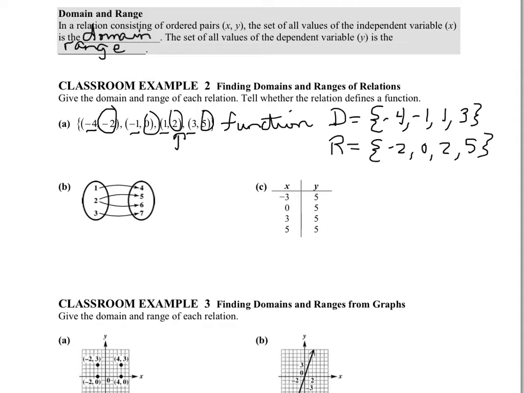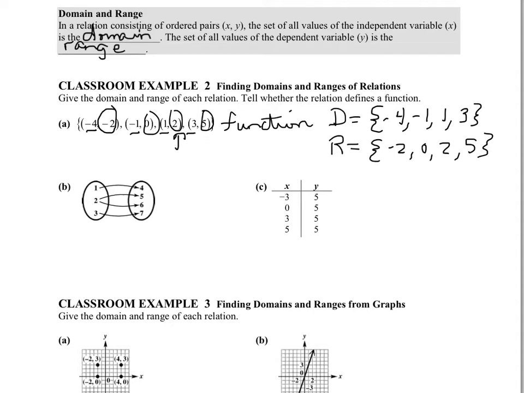Let's move on to example B. What you'll notice is these are not written as ordered pairs. Instead, this is called a mapping. And if you follow the arrow as it leaves the oval from the left, it will show you what the y value is in the oval on the right. So really, when it comes to identifying domain and range, this example will be very easy because the x's are already separated into the first oval, the y's are separated into the second.